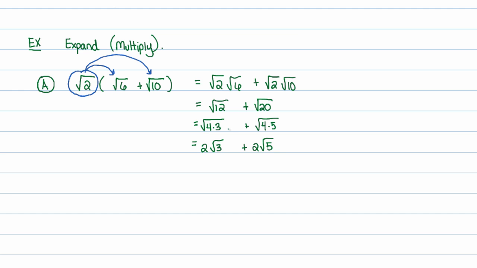And then you ask yourself, are these like terms? Well, I have 2 of these pictures, and I have 2 of those completely different pictures, and they cannot be combined because they're completely different. So you're pretty much stuck. This is as good as it gets. And that's often the case when you're expanding or multiplying radical expressions, that a lot of stuff does not combine. Some things do, but not a lot.